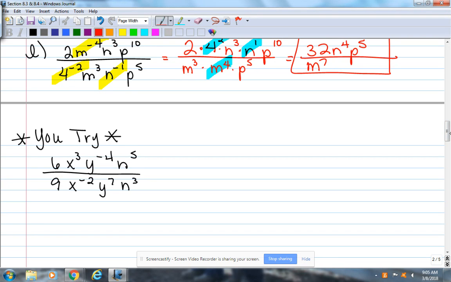Y'all try this one. You got this. There's not even any parentheses. You just gotta move the names.